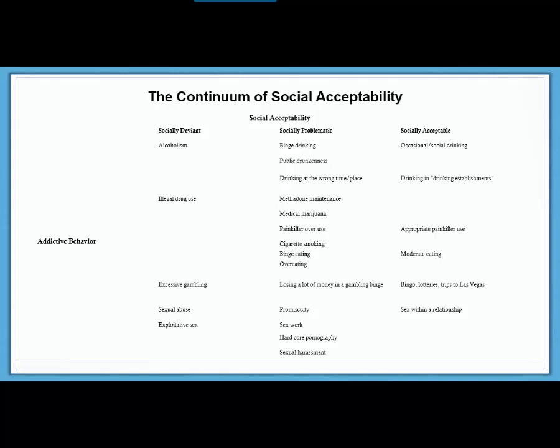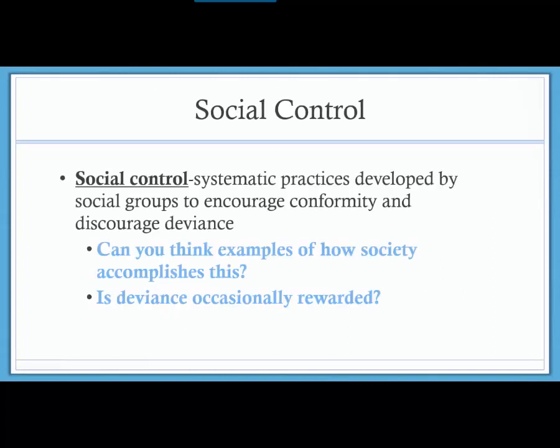And then at that point, if they go even further, they can become deviant, and a person risks being labeled a deviant. So what exactly happens when you engage in this deviance? How do other people respond? This brings up the concept of social control. These are the systematic practices developed by social groups to encourage conformity and discourage deviance. So basically, how does society encourage us to conform, and how does it discourage us from engaging in deviance?